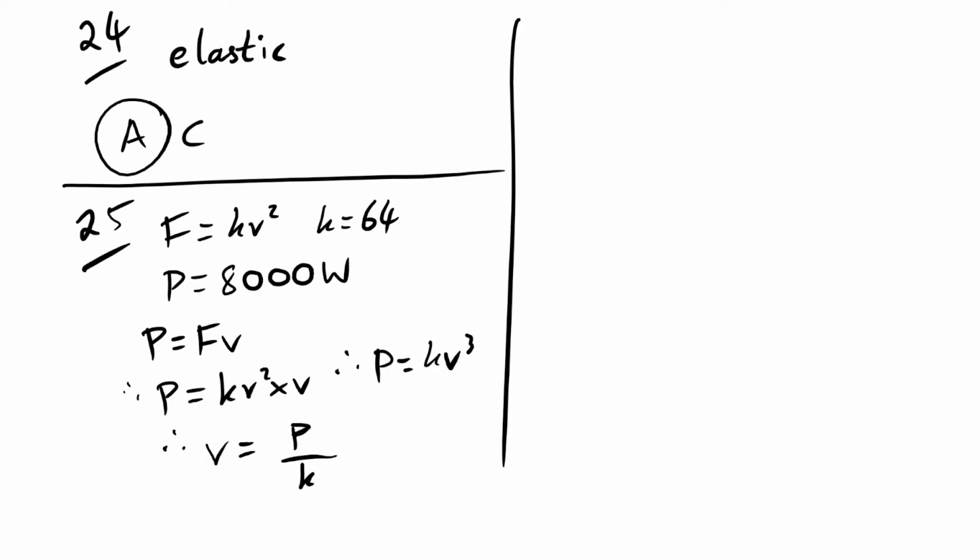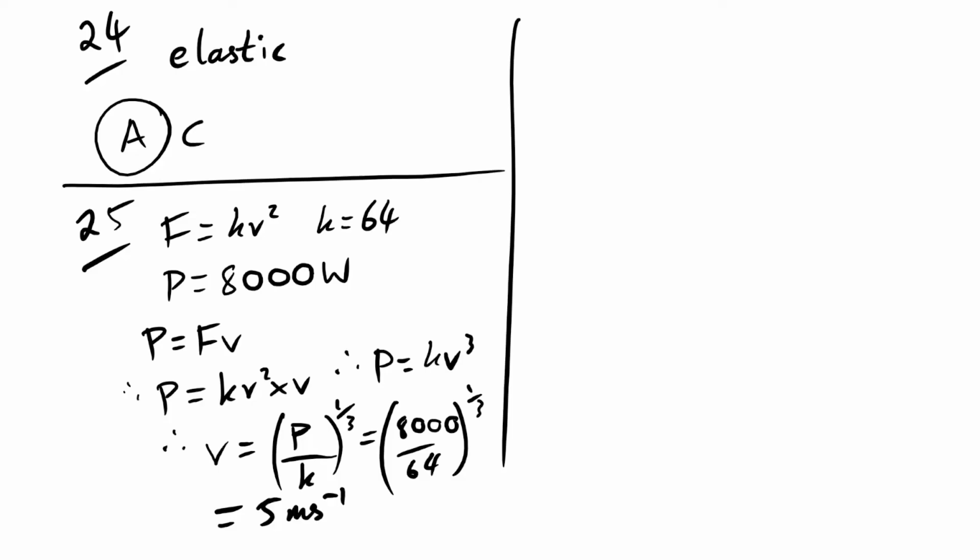Let's do it that way, actually. So that is 8,000 divided by 64 to the power of a third. Let's see what that ends up being. That ends up being 5 meters per second. So the answer is B.